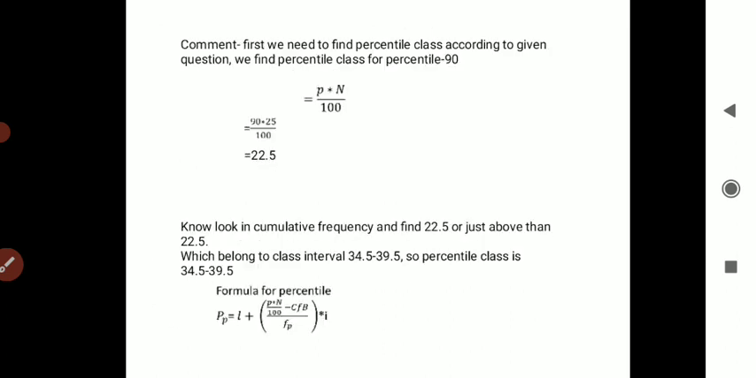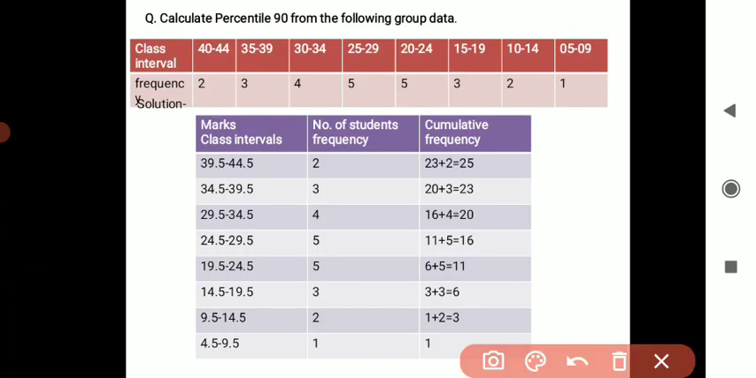Now we put in these values. You observe here 34.5 to 39.5. This is our percentile class, so the lower limit is 34.5. The frequency of the percentile class is 3, and the cumulative frequency just below, because the data is in descending order so you have to take below, is 20, and the class size is 5. Now these values are put in the formula to calculate the percentile.